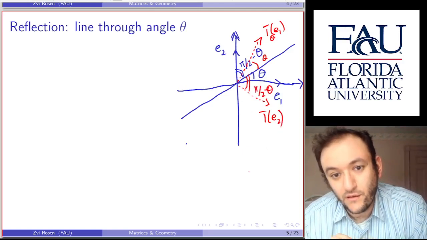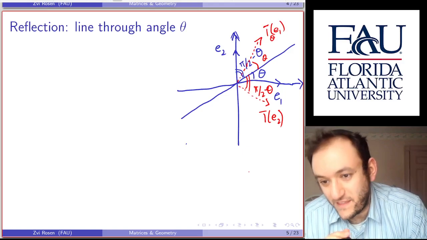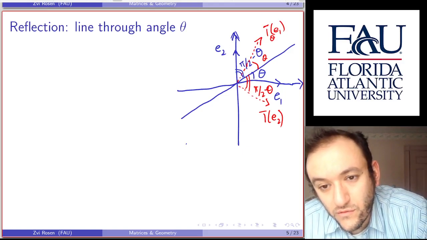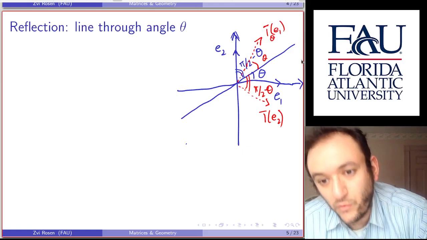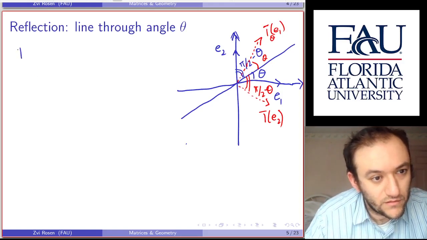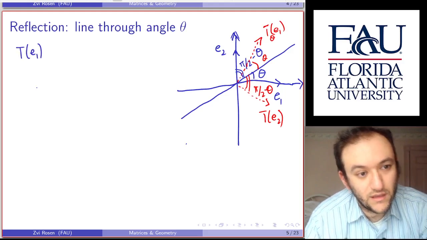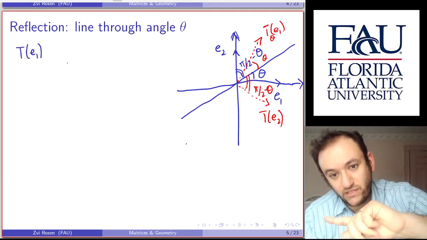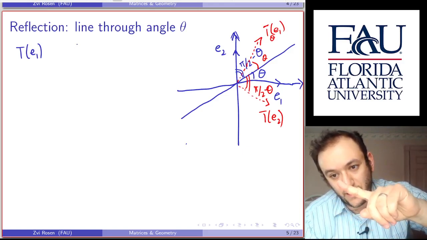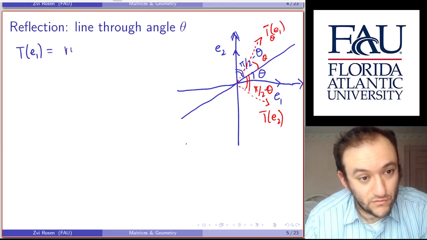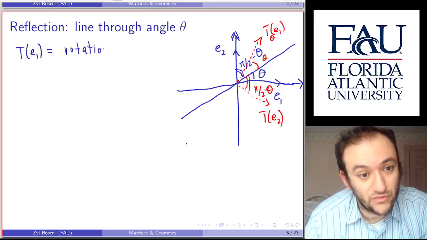So now what we have to do is figure out what these values actually are, meaning what the coordinates of these vectors actually are. So we'll start with T of E1. So T of E1 is basically what you get when you rotate E1 theta up to the line, and then another theta. Rotation by 2 theta.